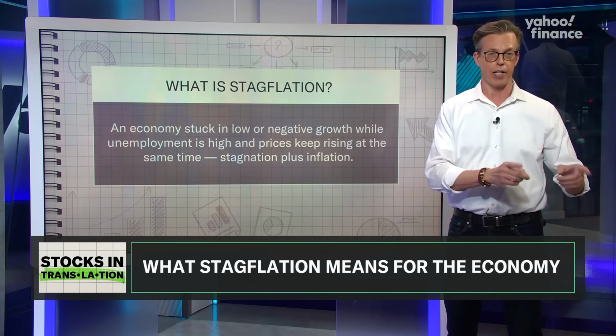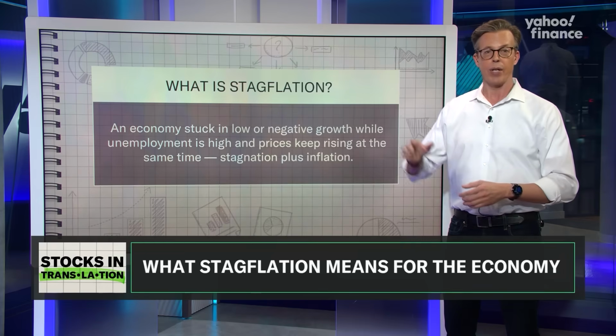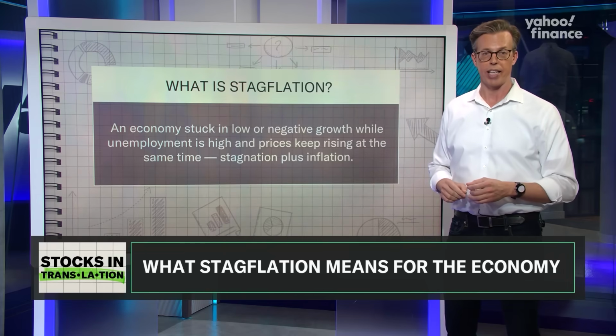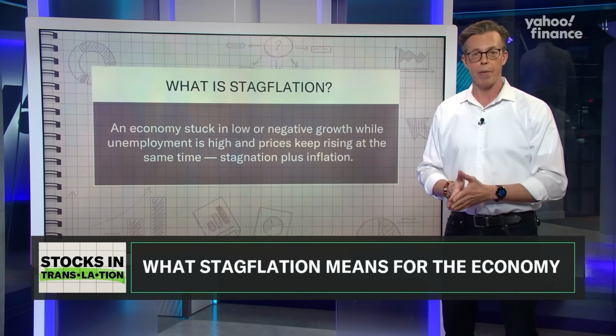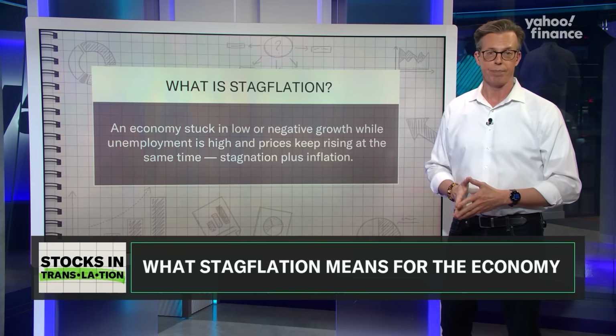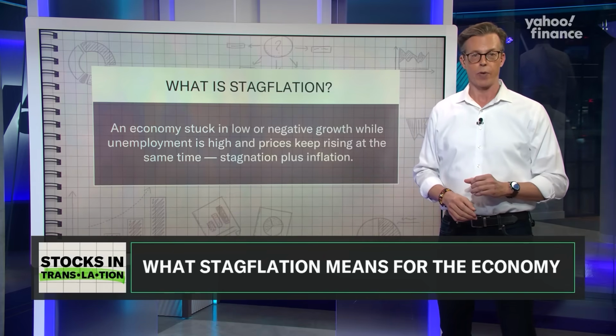Stagnation plus inflation. And some folks draw a line between capital S, the 1970s kind of stagflation, and the lowercase s when only parts show up. And since the pandemic, we've really only seen the lowercase kind. So let's break down the three major components right now.